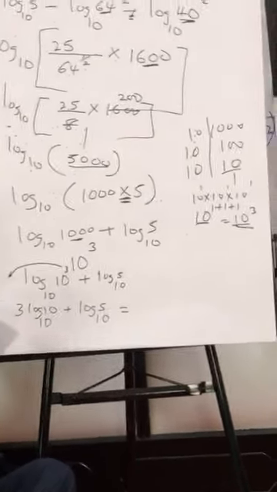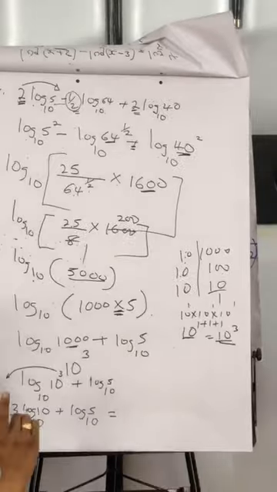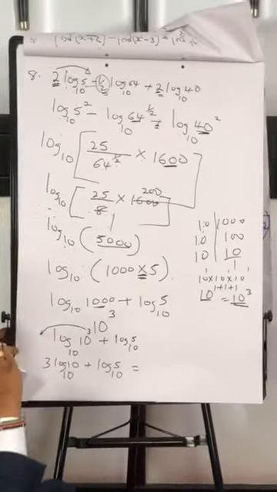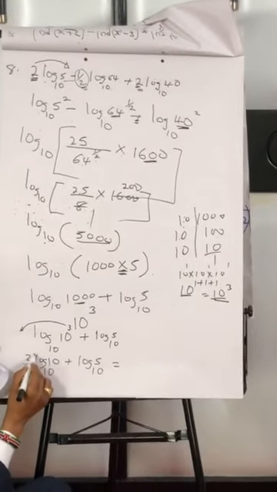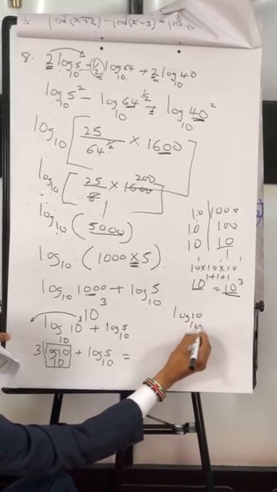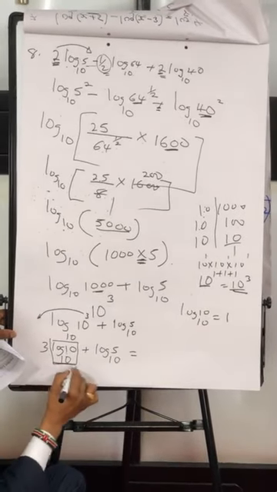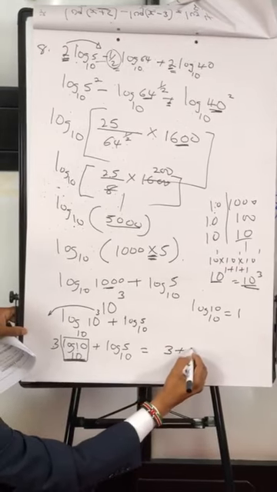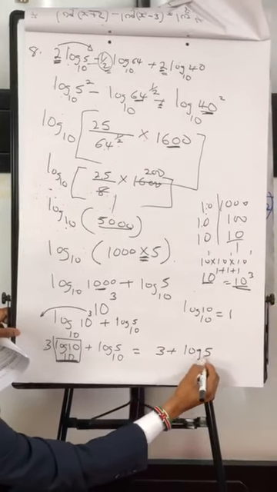Any log to its base: log 1 to base 1 is 1, log 2 to base 2 is 1, log 10 to base 10 is 1. Therefore, you replace log 10 to base 10 with 1. 3 times 1 is 3 plus log 5 to base 10.